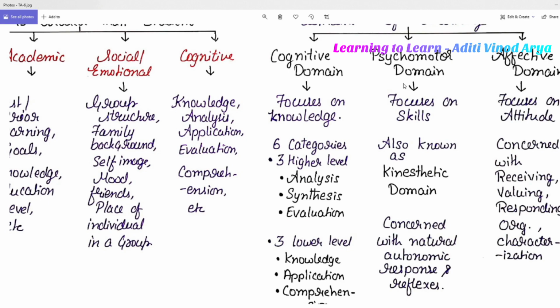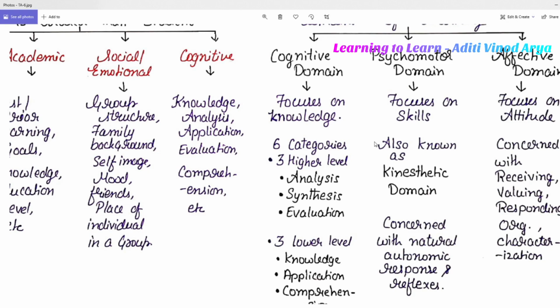The last is the affective domain. The affective domain focuses on your attitude, perception, feeling, what you're feeling inside. For example, if you're very sad, no matter what you read, you're not able to understand it because your mind is totally distracted because of your sadness. Correct? If you're overwhelmed, if you're very happy, then also you'll be a bit distracted, right? So the affective domain also affects the learning.